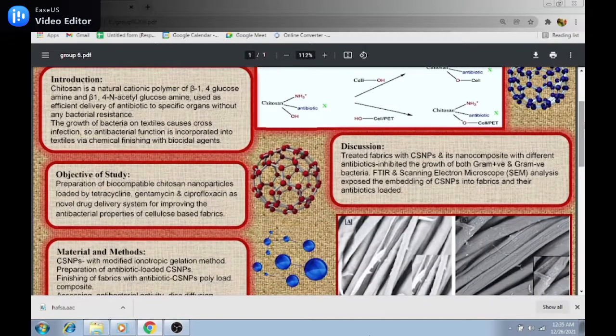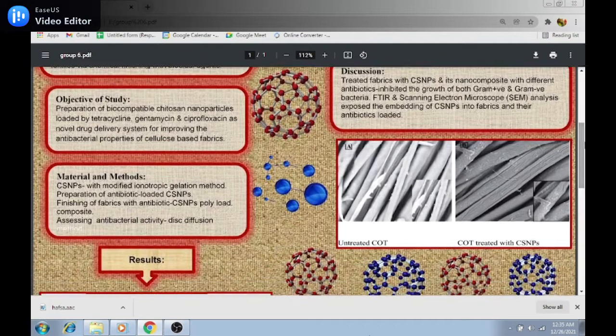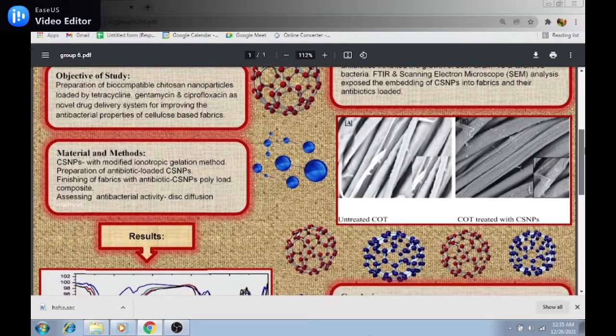The method we have adopted: we have prepared chitosan-based nanoparticles with the modified ionotropic gelation method. Then we prepared antibiotics and loaded them into these nanoparticles. Then we finished our fabrics with these nanoparticles and assessed their antibacterial activity with the disc diffusion method.